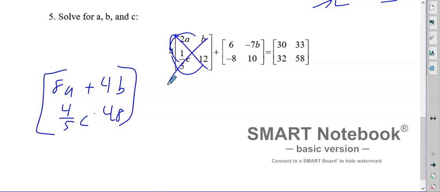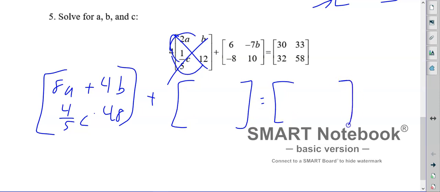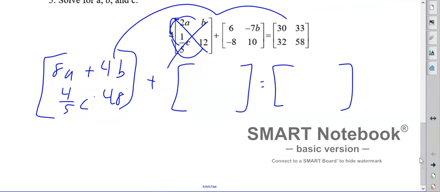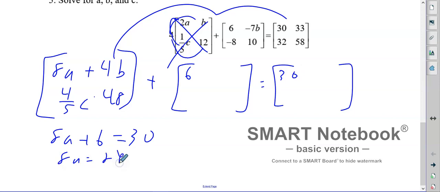I'm going to cross it out so I don't accidentally use it. If you need to rewrite these two here, you can do that. If you can bounce from here to here to here and write them, you're good to go. Doesn't really matter as long as you show your work. So the first one is going to be 8a plus 6 equals 30. So we're going to subtract 6, get 8a equals 24, divide by 8, a is 3.